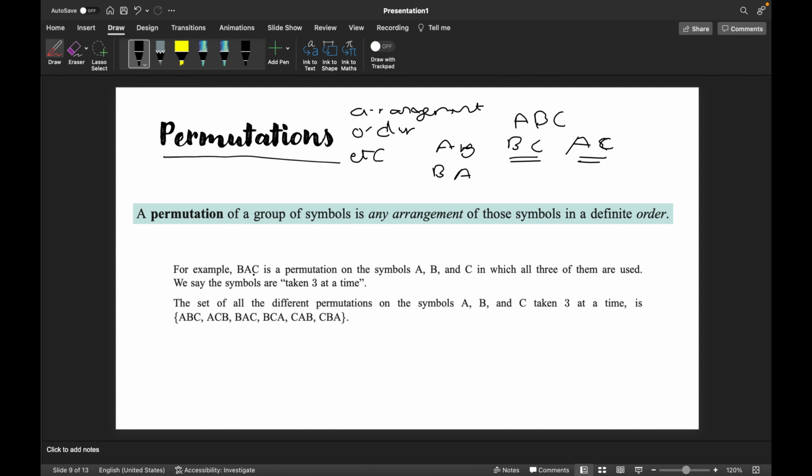Okay, for example, BAC is a permutation on the symbols A, B, C. In all of these, 3 of them are used, and we say the symbols are taken 3 at a time. The set of all the different permutations on the symbols A, B, C taken 3 at a time is ABC, ACB, BAC, BCA, CAB, and CBA.